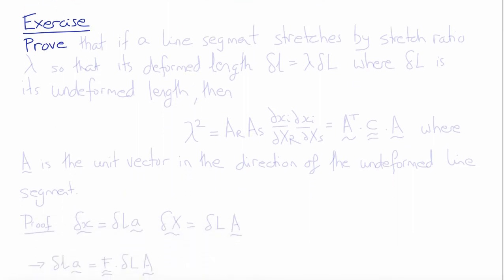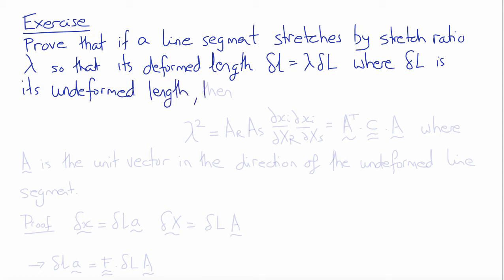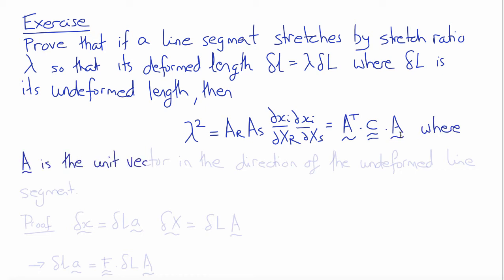This next example is more of a proof or exercise, and the exercise is to prove that if a line segment stretches by a certain stretch ratio lambda, such that it is deformed from an undeformed length of delta capital L to a deformed length of delta little l, so that delta l equals lambda delta L, where delta L is the undeformed length. The problem is to show that lambda squared is equal to A_R A_S ∂x_i/∂X_R ∂x_i/∂X_S, and you might recognize that latter term as C, the right Cauchy-Green deformation tensor, or in vector and tensor notation, this would be A transpose C A, where A here is the unit vector in the direction of the undeformed line segment delta X with length delta L.